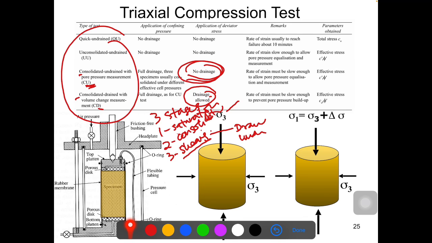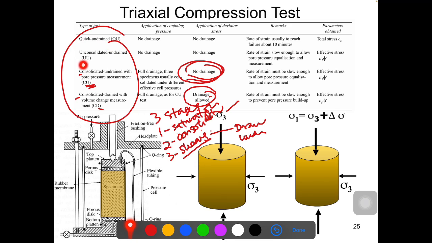So that's why the test is consolidated drained: during the triaxial test you do the saturation, you do the consolidation, and during shearing you drain out the water. If you do saturation and consolidation, but during the shearing test you close the valve and there is no drainage, so no water out from the sample, we call it consolidated undrained.